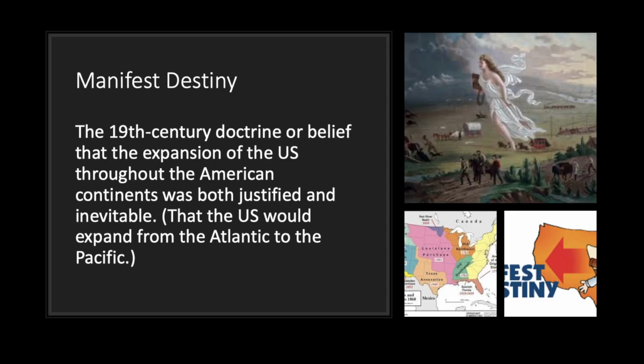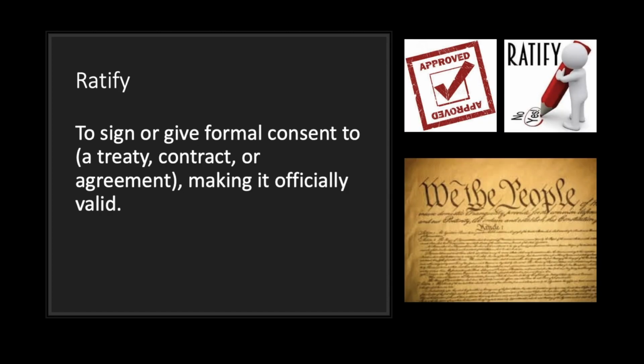Next word is manifest destiny. Now, this is the belief that it is the United States' God-given right to extend from Atlantic Ocean to Pacific Ocean. So the actual definition as written is the 19th century doctrine or belief that the expansion of the U.S. throughout the American continents was both justified and inevitable. That the U.S. would expand from the Atlantic to the Pacific.